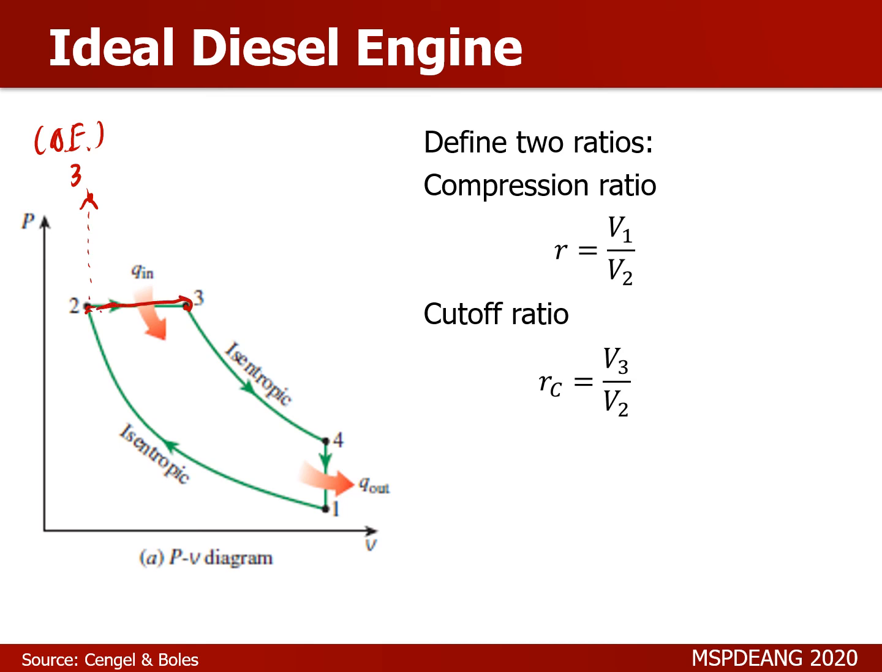So auto engine, constant volume heat addition, but for the ideal diesel engine, the heat addition step occurs at approximately constant pressure. Okay, so with this, we now define what we call our cutoff ratio. The cutoff ratio is the ratio between V3 and V2.